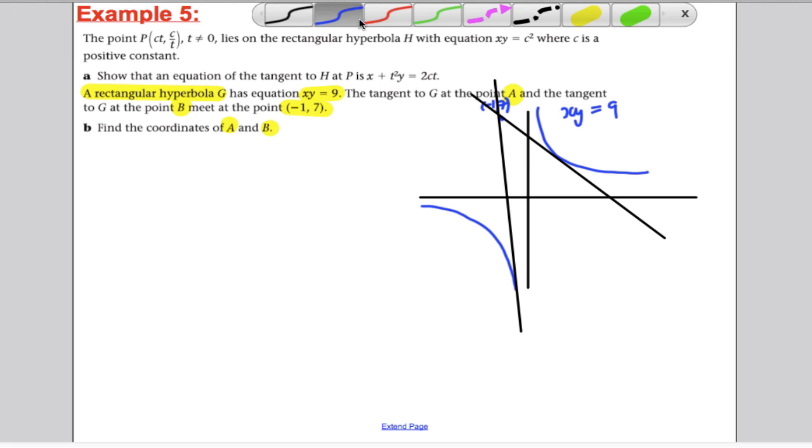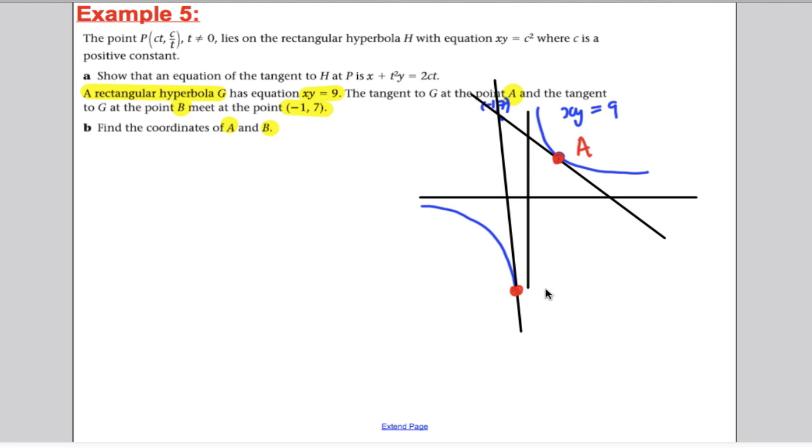So let's call the point we're trying to find here point A, and this one here must be our point B. That there is where they meet, and remember, it was at negative 1, 7. We don't have much information. We don't know what A or B are, their x or y values, and we don't know what t is at those points. We know nothing about A and B. We have to find that out.